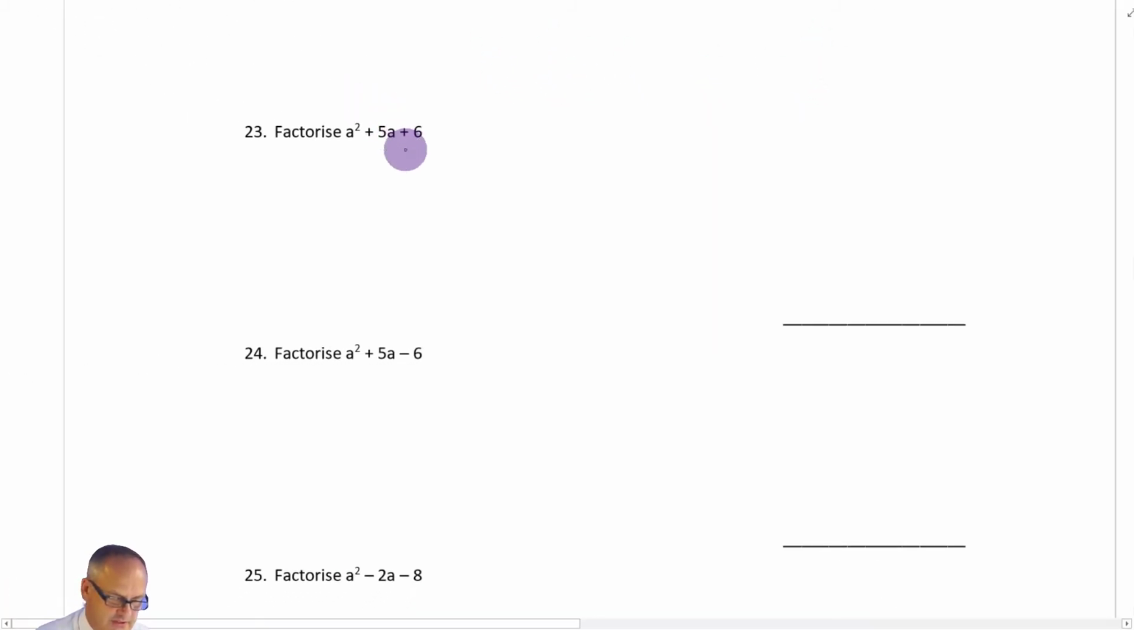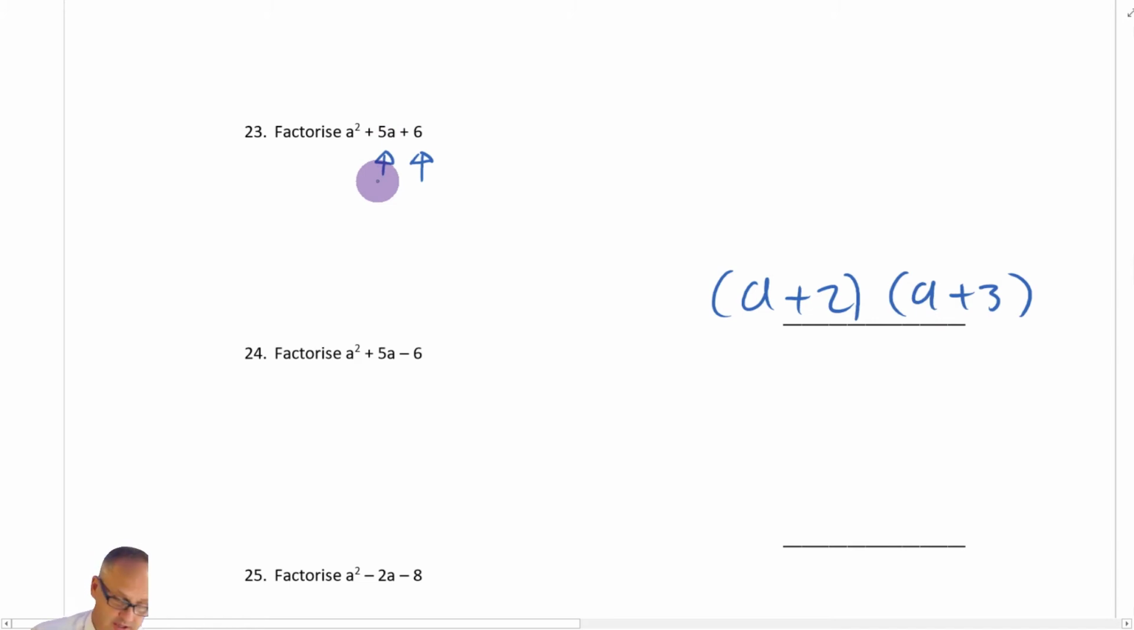Okay, let's factorise these. Now, when you've got these quadratic factorisings, we're looking for 2 numbers that multiply to give you this and add to give you this. So what 2 numbers multiply to give you 6? We could have 1 and 6, or we can have 2 and 3. We can see that the 2 and 3 combine to give me 5. So we're going to have a plus 2 and a plus 3. 3 times 2 is 6. Do a times 3 and a times 2, that will give me my 5a. We can always check our answers out by multiplying out.